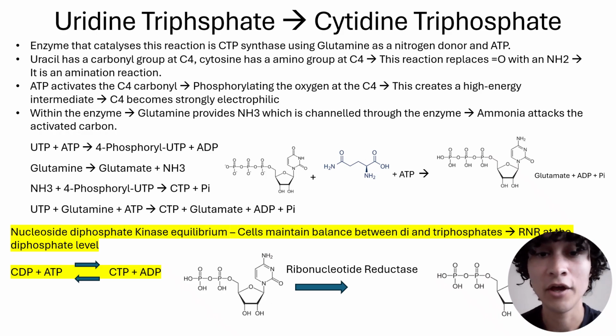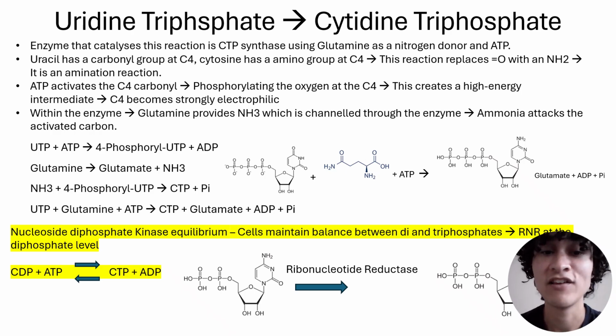Now, as you know, uracil and thymine have a much more similar structure than uracil and cytosine do. Cytosine has that amine group on its fourth carbon, whereas uracil has two carbonyl groups. So we need to get rid of that carbonyl group and replace it with an amine group. The enzyme that catalyzes this reaction is called cytidine triphosphate synthetase, or synthase, and it uses glutamine as a nitrogen donor. So glutamine is our source for the amine.